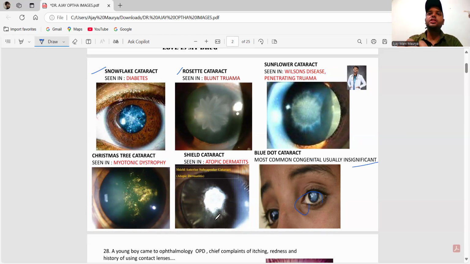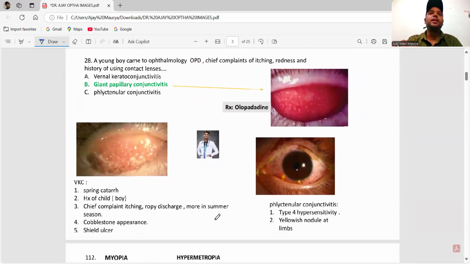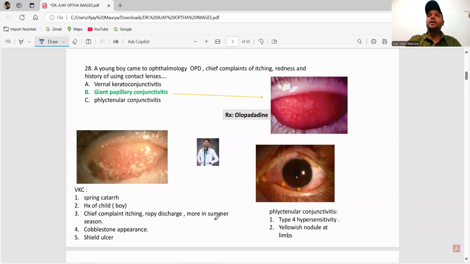The next one is this one, guys. Now this is types of conjunctivitis. The first one is giant papillary conjunctivitis. For this, they will give the history of a patient using contact lenses, with itchy redness. So here this will be giant papillary conjunctivitis, and the drug of choice is olopatadine.